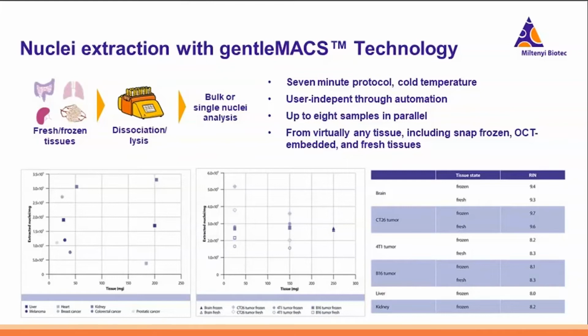The protocol takes just 7 minutes, is performed at cold temperature, and up to 8 samples can be processed in parallel in a user-independent and automated way. We have validated this protocol with multiple tissues, including snap frozen and fresh mouse tissues, as well as OCT-embedded human tumor tissues. The graphs that you see on the left side show the nuclei yields obtained for each of these different tissues. And in the table, you see the RNA integrity number values obtained after RNA isolation from the extracted nuclei, indicating a very good RNA quality.